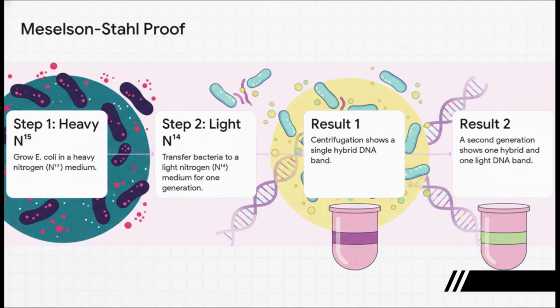them divide just once. When they spun this new DNA in a centrifuge, they didn't see a heavy band or a light band. They saw one single hybrid band right in the middle. And the final proof? They let it divide one more time, and boom, they got 2 bands, one hybrid and one light. This was the slam dunk evidence that proved the semi-conservative model.